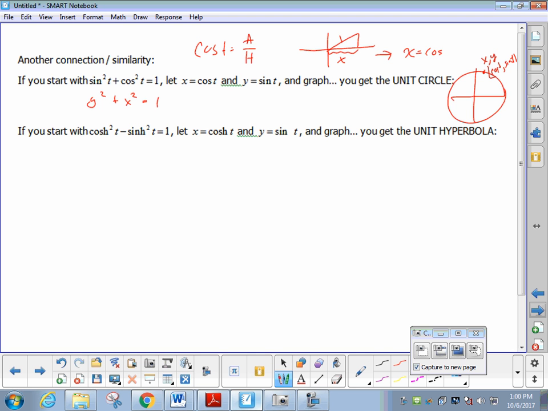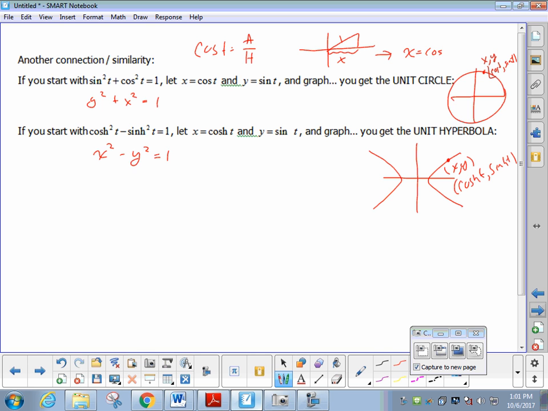Now in a similar fashion, but without the triangle connection, there is no adjacent to hypotenuse here. There's no triangle. But if you let the same kind of substitution happen, x equals cosh and y equals sinh, then you get something like x squared minus y squared equals 1. Now that's not a circle, that's a hyperbola. And it's a sideways opening hyperbola where any point x, y could be represented or considered the cosh value and the sinh value.